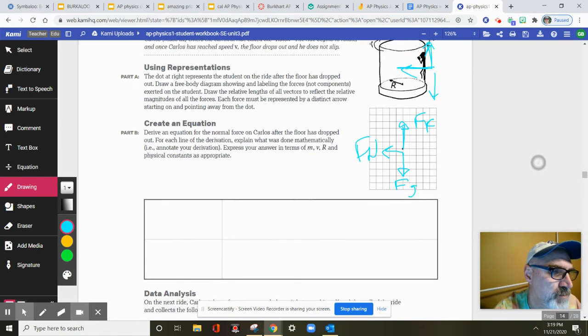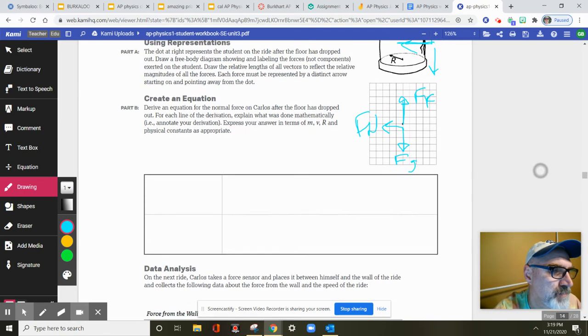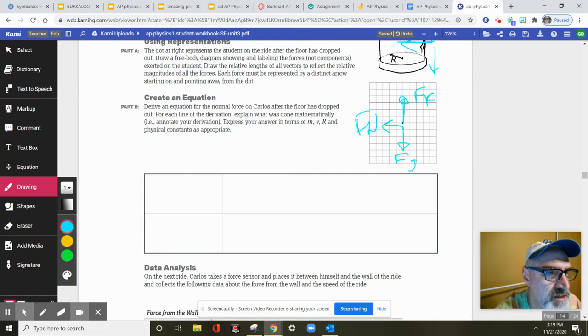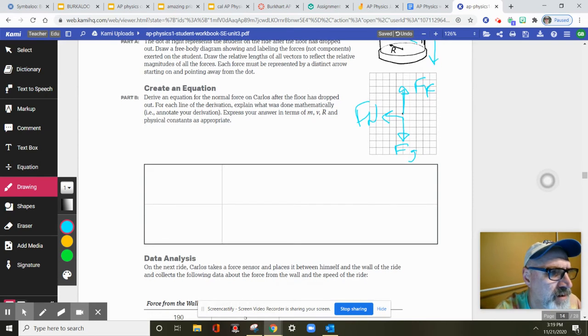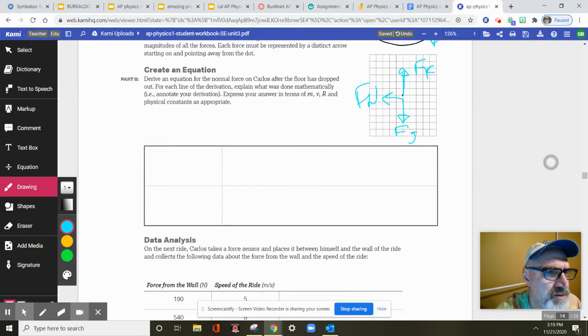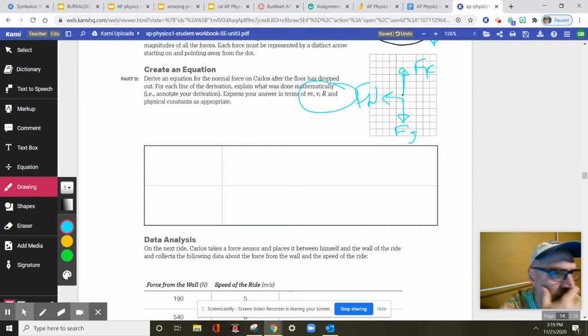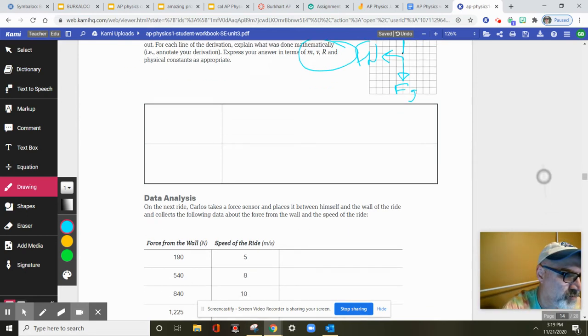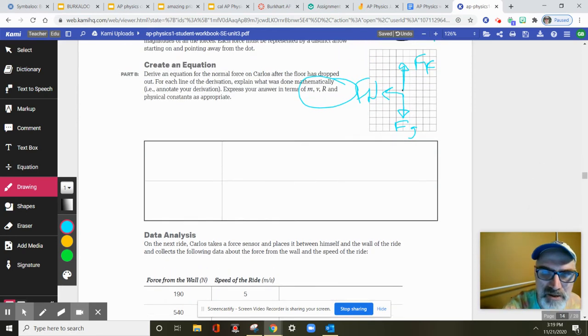Derive an equation for the normal force on Carlos after the floor has dropped out. For each line of the derivation, explain what was done mathematically. Annotate your derivation. Explain your answer in terms of m, v, and r, and physical constants like g as appropriate. All right. And they only give us 2 boxes. How about that?